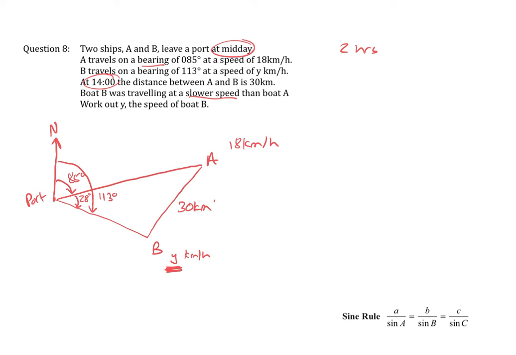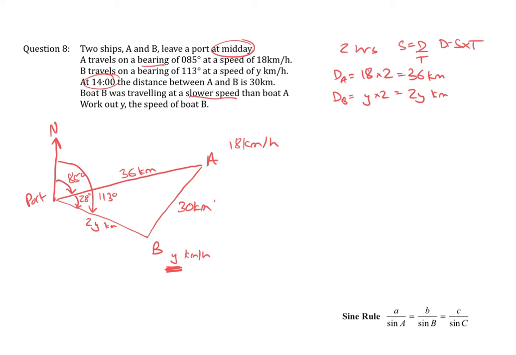So we've been traveling for 2 hours. We know that speed is distance over time, so therefore distance is equal to speed multiplied by time, and we need the distances for our triangle. So distance A is the speed of the first boat, which is 18, multiplied by the time, which is 2 hours. So that's 36 kilometers. Boat A has traveled 36 kilometers, and that's nice, we have one of our distances. Boat B has traveled at y kilometers an hour for 2 hours, so the distance is 2y kilometers. So this distance down here is 2y kilometers.